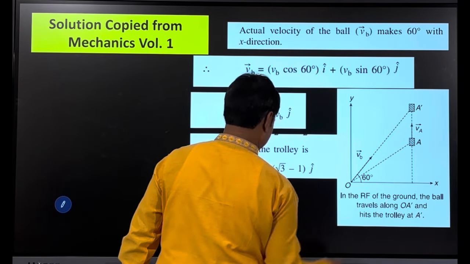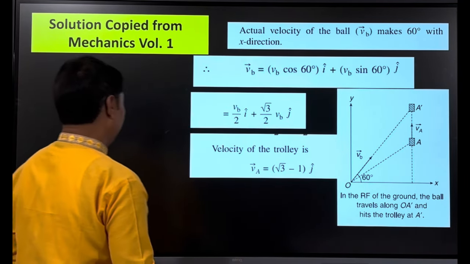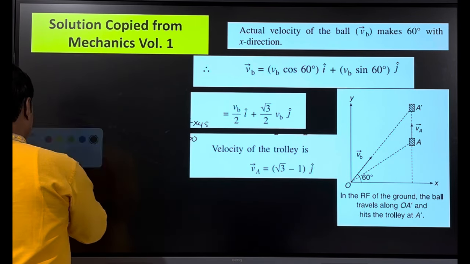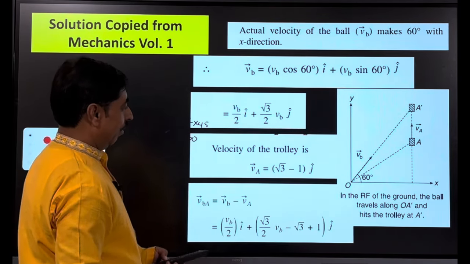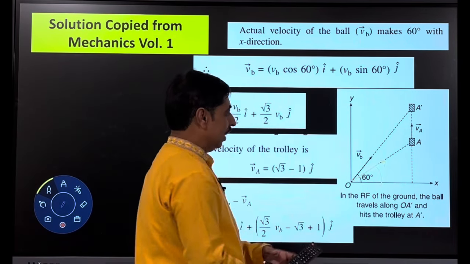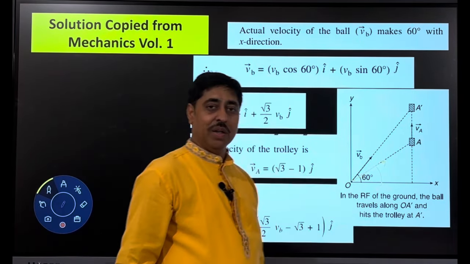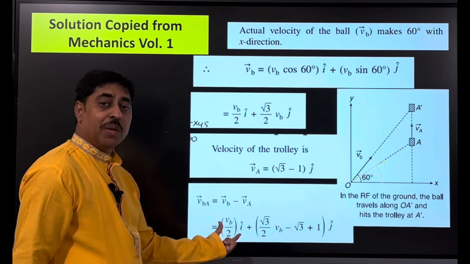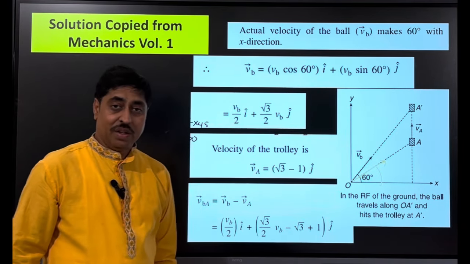We know that the velocity of the ball relative to the trolley is in this direction. The velocity of the ball relative to the trolley is making an angle of 45 degrees with the x-axis. This is the direction of the velocity of the ball relative to the trolley. So this vector must be making an angle of 45 degrees with the x-axis.